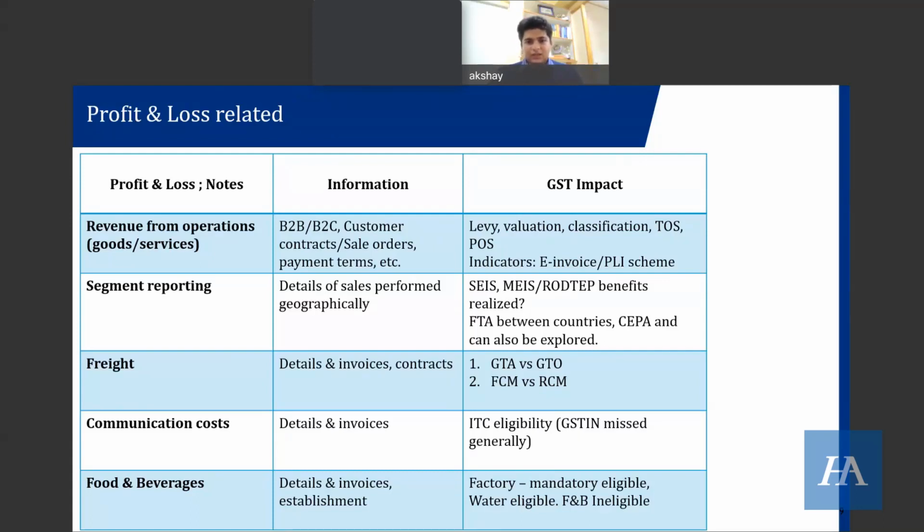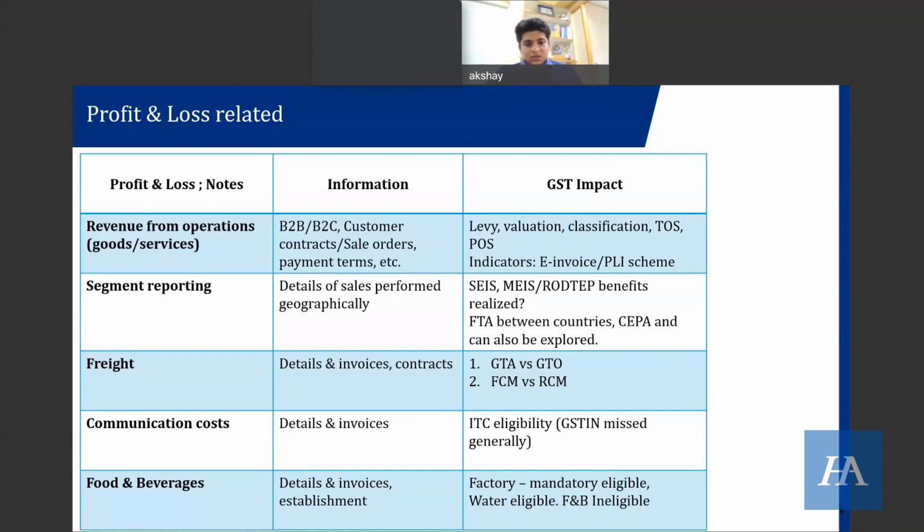Coming to freight, we have certain details, invoices, contracts which we can obtain. And why is this important? This is important because we first need to identify whether my transport vendor is a GTA or a GTO. The difference being, a GTA is required to provide a consignment note having certain details, and a GTO is not. The GST implication is that GTA is liable under reverse charge at 5%, and there's a forward charge mechanism at 12%. But GTO is exempt. So when the transaction applies is something that may need to be identified.